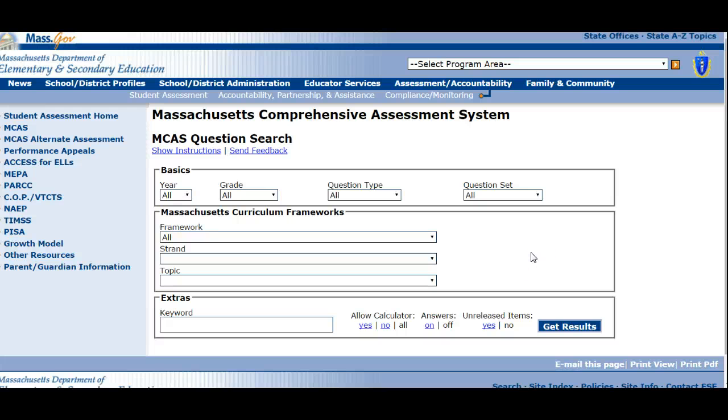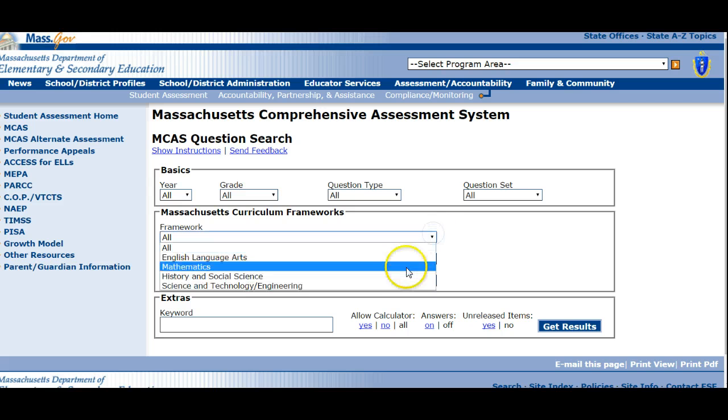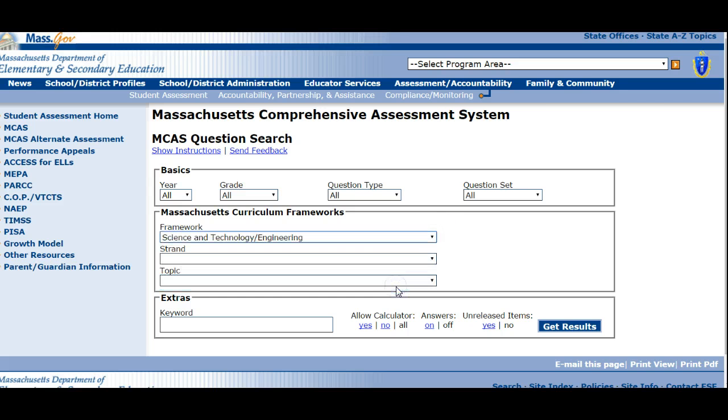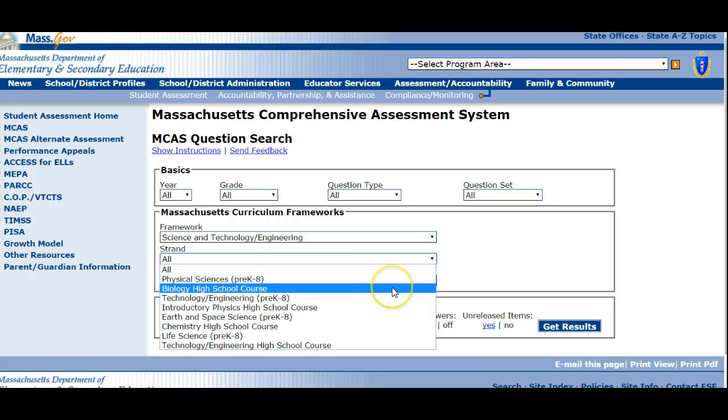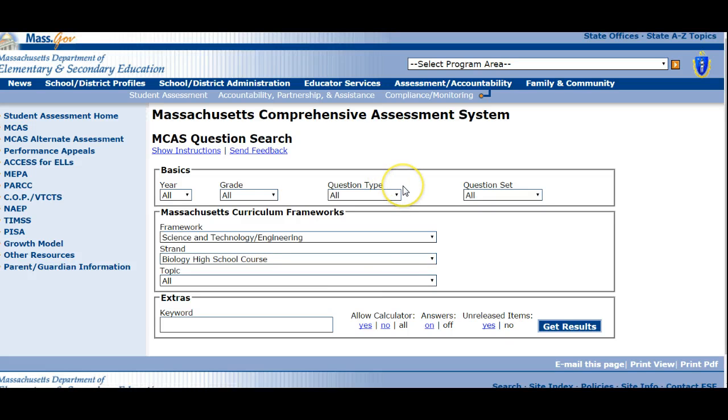Okay, we're going to go over some MCAS questions, demonstrating how I would find them. So first to framework, so science and technology. Then I hit biology, high school course. And let's start with chemistry of life.